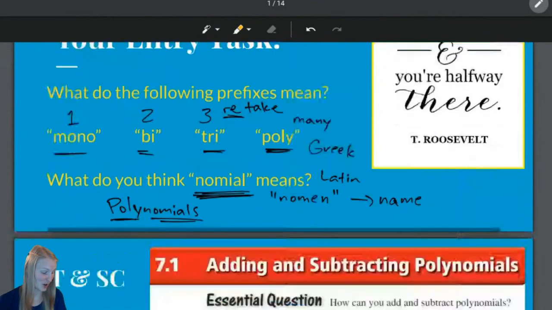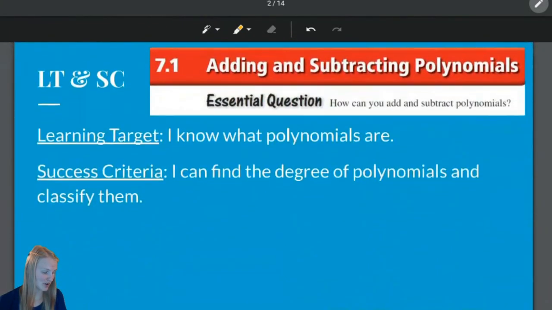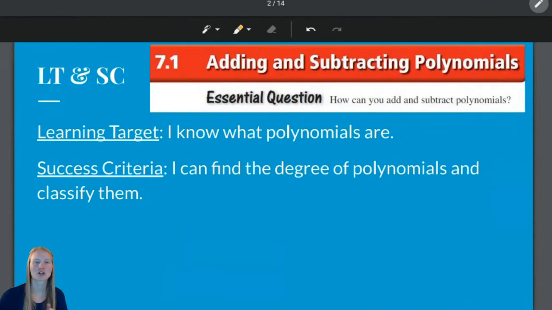All right, so let's jump right in to chapter 7 and to section 7.1. So, 7.1 is all about adding and subtracting polynomials. We're actually going to do that in the next video. First, we need to know all about polynomials. There are 8 sections in chapter 7, 7.1, 2, 3, 4, 5, 6, 7, 8. So we're going to be talking about polynomials for a long time. So today we're just going to break down everything you need to know about polynomials.